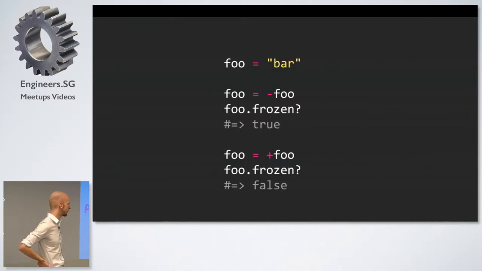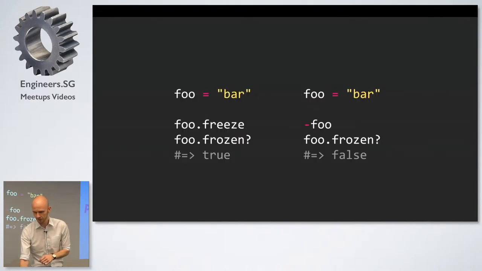Now, obviously, you can't unfreeze things in Ruby, so it will actually just return you a mutable version of the string. And also important to point out that the minus works the same way. So you can't use the minus to freeze something in place like you would use the freeze method. So they actually work slightly differently. Now, if you decide to do this, just be careful, because obviously the unary operators do somewhat different things if your variable is, say, a fixnum. So just be wary of that.